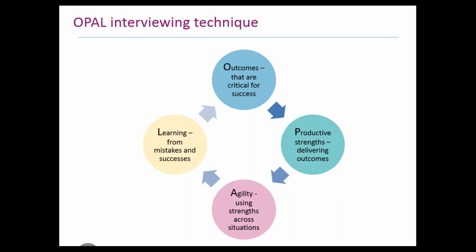So, as mentioned, OPAL covers these 4 important areas, and together these areas are assessing the effectiveness that an individual is likely to display in the role. So you start with outcomes. You've developed those in the strengths role profiling, the strengths-based job analysis that we were just talking about. You're then interested in understanding the productive strengths that will help deliver those outcomes. So where those strengths that the individual has have delivered outcomes in the past and where they're likely to in this role. Also, the extent to which the individual is able to dial up, dial down the strengths, use them in an agile way across different situations, and where this hasn't worked out, to learn from those mistakes as well as successes in order to drive that consistent performance level.